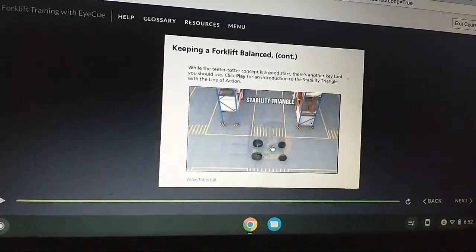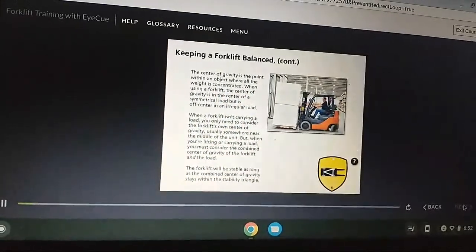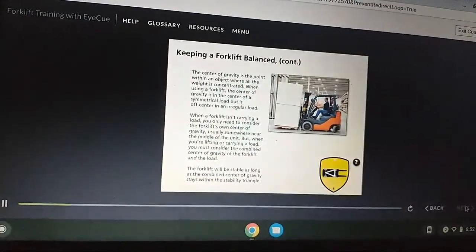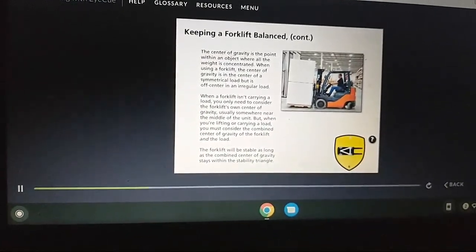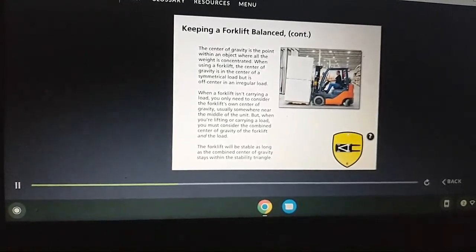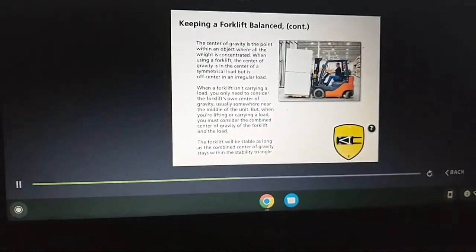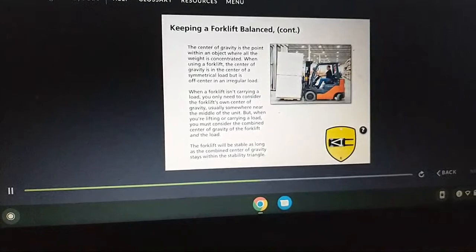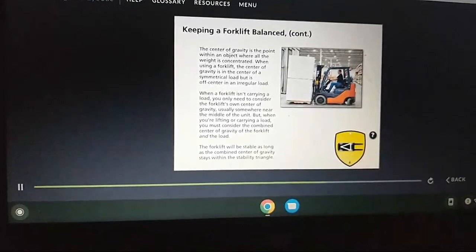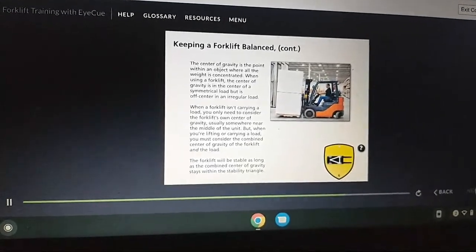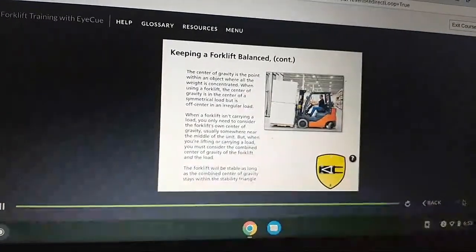Imagine a triangle placed between the axles. Points A and B are a straight line between the front tires. The center of gravity is the point within an object where all the weight is concentrated. When using a forklift, the center of gravity is in the center of a symmetrical load, but is off-center in an irregular load. When a forklift isn't carrying a load, you only need to consider the forklift's own center of gravity, usually somewhere near the middle of the unit. But when you're lifting or carrying a load, you must consider the combined center of gravity of the forklift and the load. The forklift will be stable as long as the combined center of gravity stays within the stability triangle.